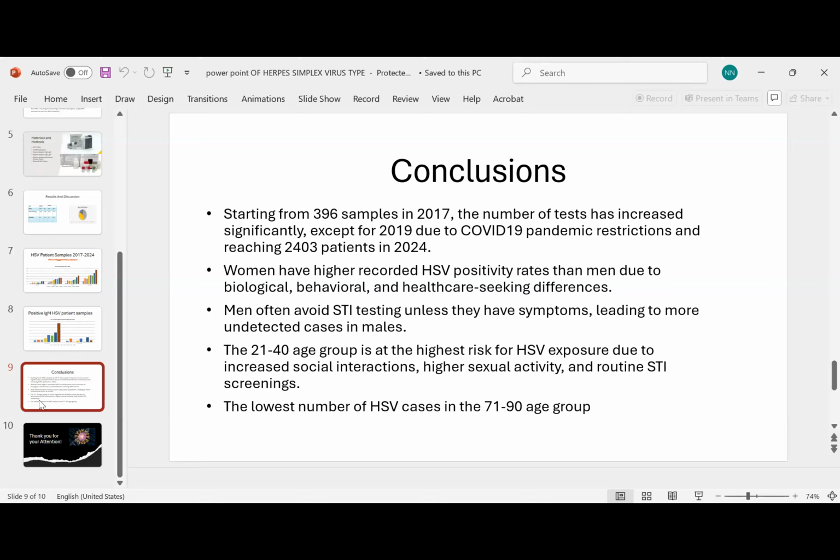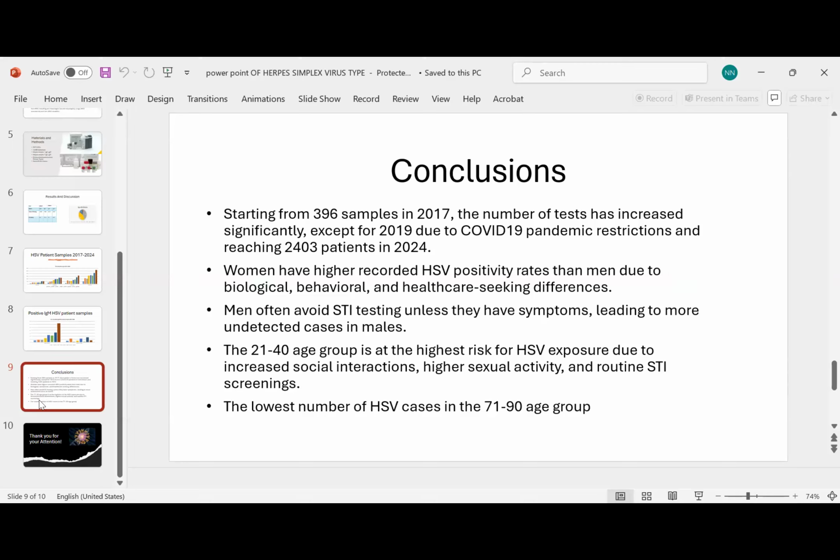Urbanization and population density increase transmission rates. Public health initiatives encourage early testing and awareness. The increase in herpes simplex virus positivity from 2017 to 2024 is driven by expanded testing, increased awareness, and external social factors such as the COVID-19 pandemic.